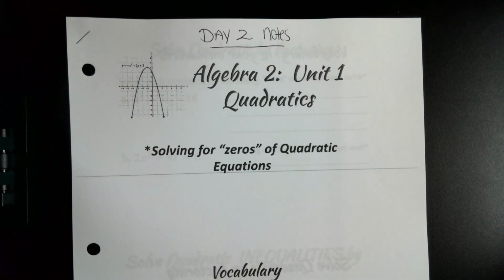Solve for quadratic equations. Yesterday you guys were graphing them. Today we're going to actually solve them. So there are going to be no more graphing today. It's all going to be done factoring, and then we're going to solve for our two x values.